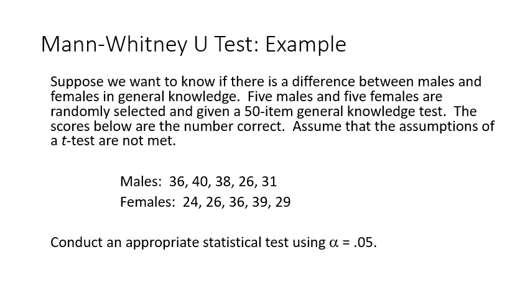Assume that the assumptions for the t-test are not met, so the parametric assumptions are violated. We are given our 10 values here. Conduct an appropriate test using an alpha of 0.05. So we're going to do the Mann-Whitney U test because we've got 2 independent samples. There's no pairing mechanism, and the parametric assumptions are violated.